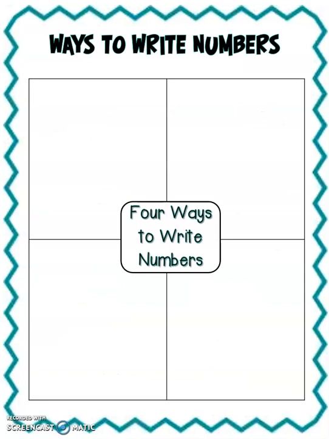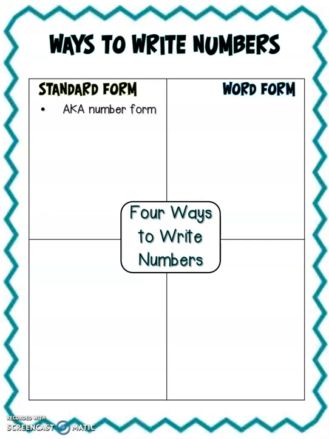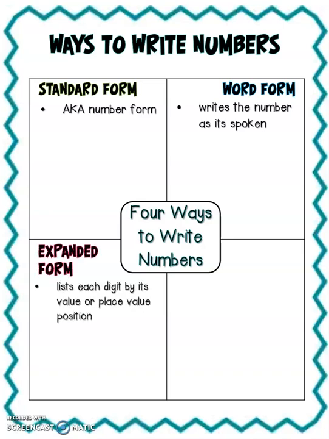So there's 4 main ways to write numbers. The first is standard form, and this is just basically number form. The second way to write numbers is word form, and this takes the number and writes it as it's spoken. The next form is expanded form, and this lists each digit by its value or its place value position. Finally, we have base 10 form, and that models the number using blocks.